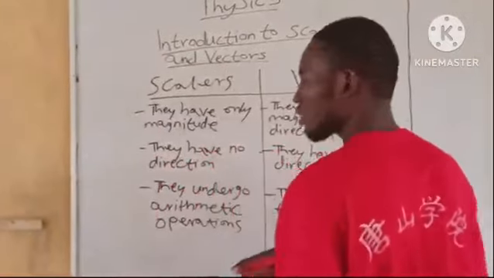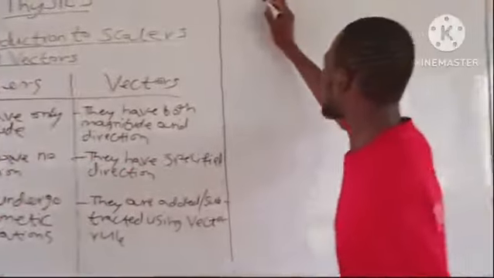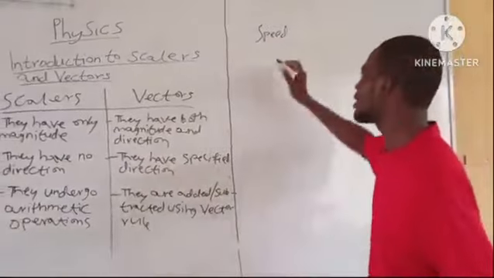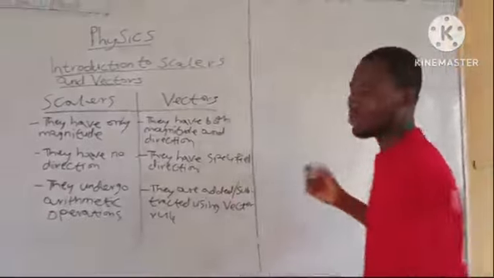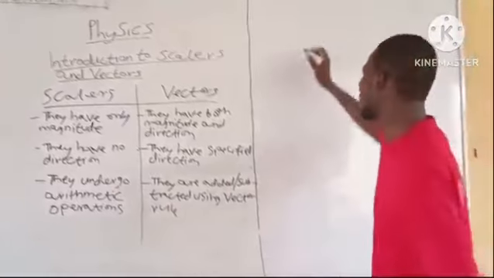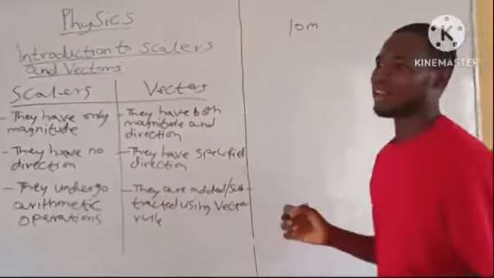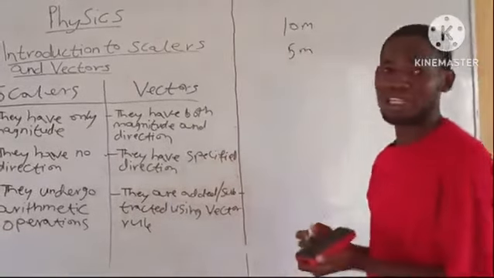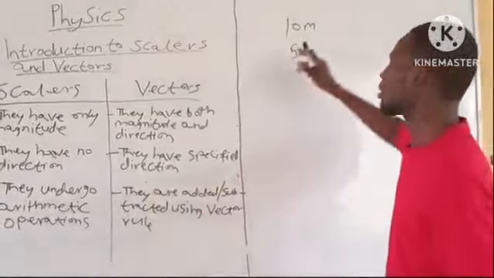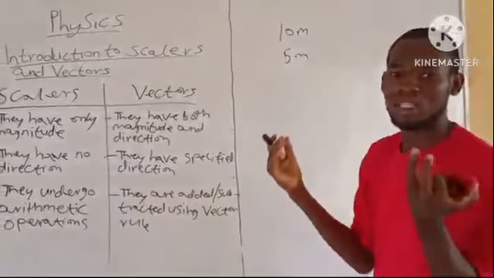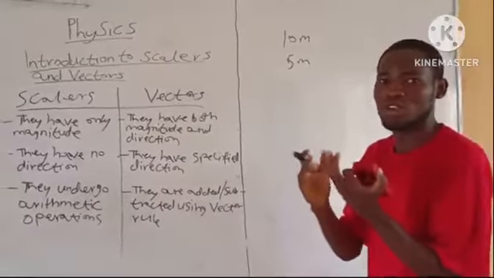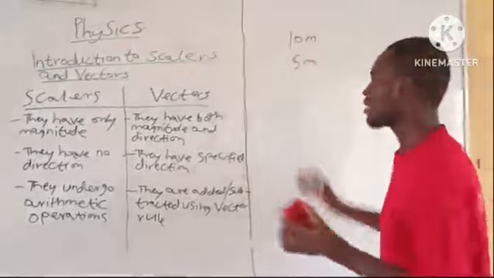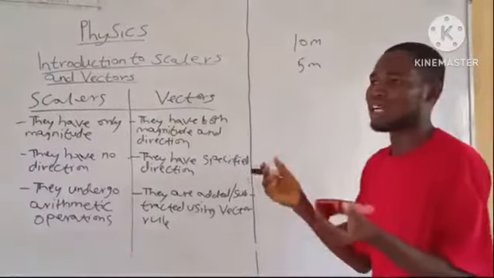If you talk about a scalar quantity, let's use distance. If somebody moves a distance of 10 meters and then later moves another distance of 5 meters, you can simply add them up to get the resultant distance, or the net distance. 10 plus 5 will give what? 15. Very simple. You add them arithmetically.